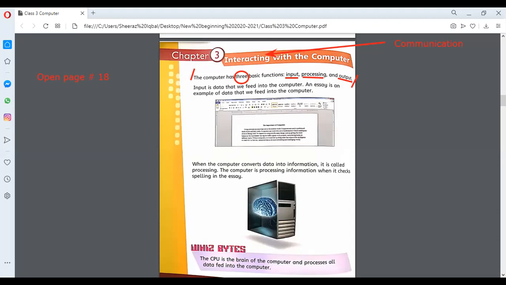So the computer has three basic functions. The first one is the input. The second one is the processing. So there are three functions. The first one is input, the second one is processing, and the third one is output.